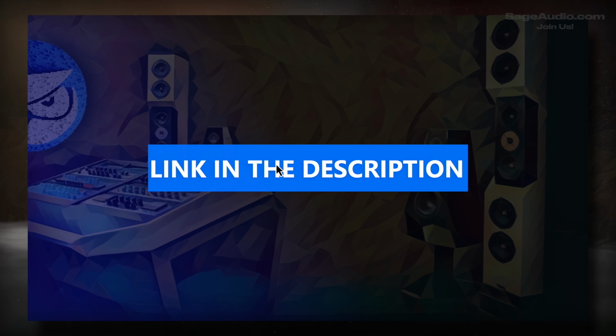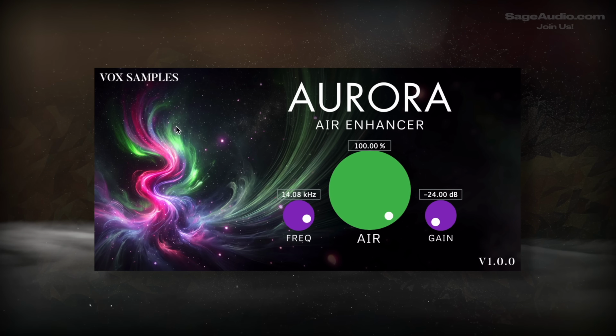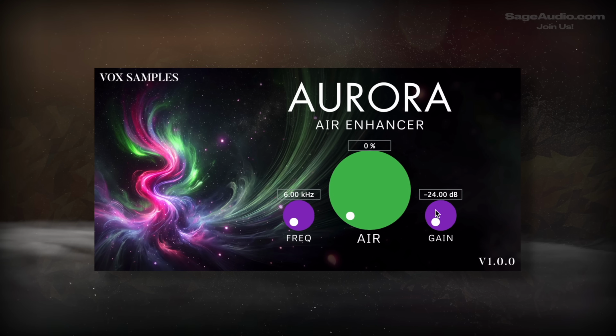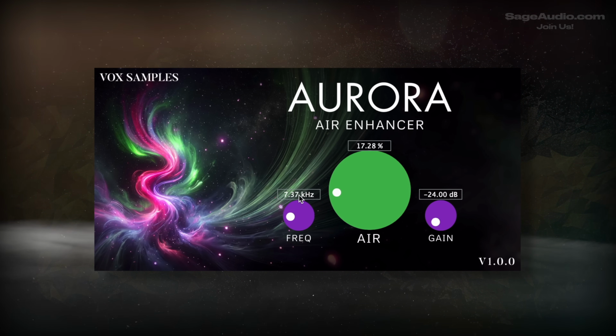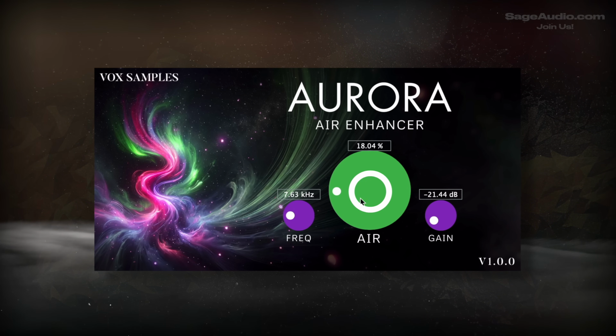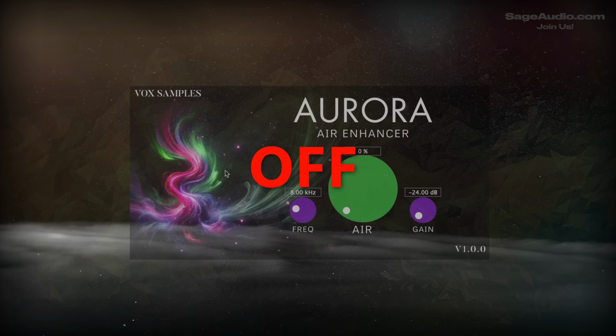Next is Aurora Air by Vox Samples. Vox Samples makes plugins that don't look like they'd be useful, but actually offer something very simple, done very well. As you probably guessed, this is a high-frequency exciter that both boosts and distorts the highs to make them more present. You select the frequency range, the amount, and adjust the output gain, and that's about it. It's simple, but really effective.